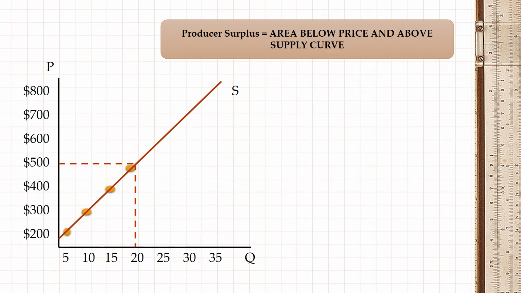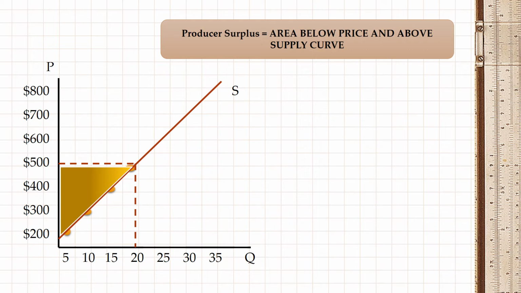So coming back to the depiction of producer surplus, it's the area below the price and above the supply curve. So the price is $500. So all the shaded area, this yellow triangle, is your producer surplus. But remember, producer surplus varies for different producers. For example, if there is a producer whose cost is $400, whereas the market price is $500, his producer surplus would be quite less than the previous one. He will only earn $100 producer surplus.